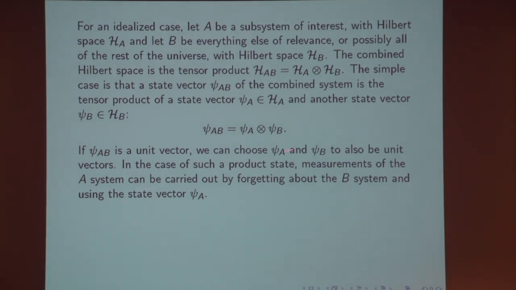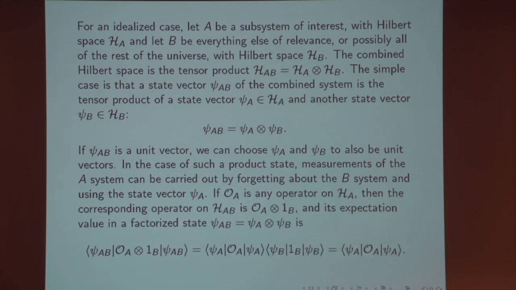And in this situation, measurements of the A system can be carried out by forgetting about the B system and using the state vector psi_A. So if O_A is any operator on H_A, the corresponding operator on H_AB is O_A tensor the identity on B. Its expectation value in a factorized state is the product of expectation values. And since the identity operator has a unit expectation value, that reduces to an expectation value in the state psi_A. So in the case of a factorized state, we could forget about the B system and just describe the A system by a pure state psi_A.